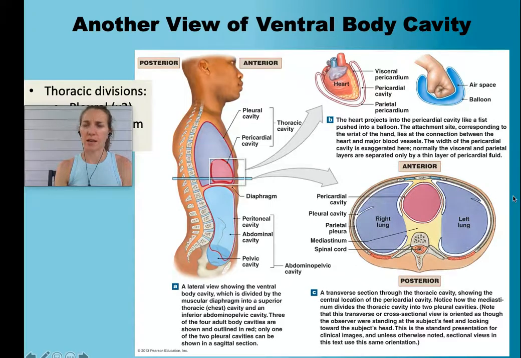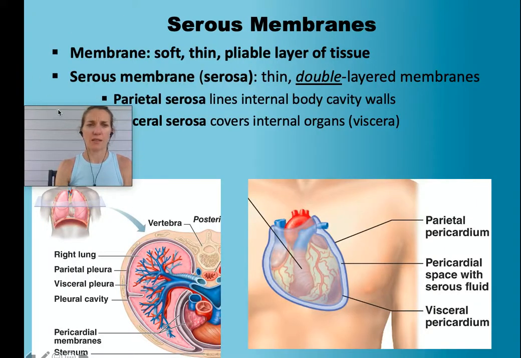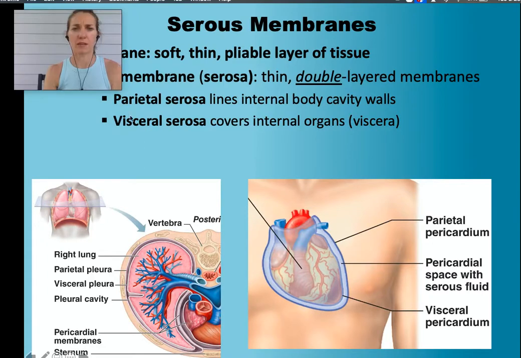Again, what we see is that these terms parietal and visceral play out with all the serous membranes that we're about to look at. So parietal, think internal body cavity and walls. Visceral, think right up against the internal organ. If you have a visceral reaction to something, it's news that upsets you, that kind of hits you in the gut, that disturbs you, right? So that's where that word comes from. Visceral refers to the organs, and so the visceral layer covers the organ.